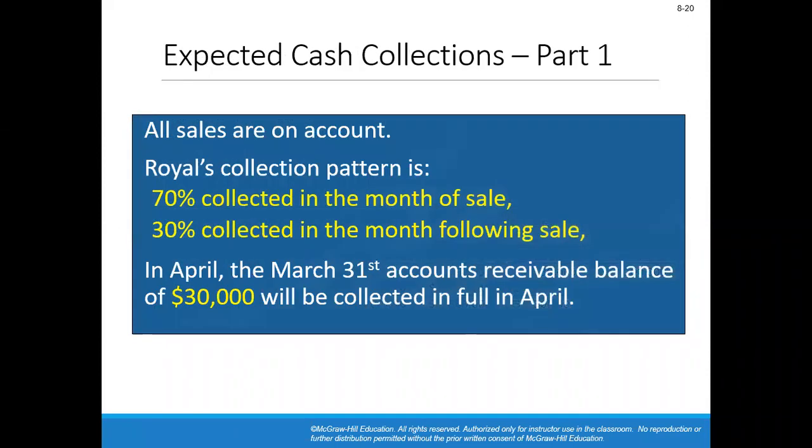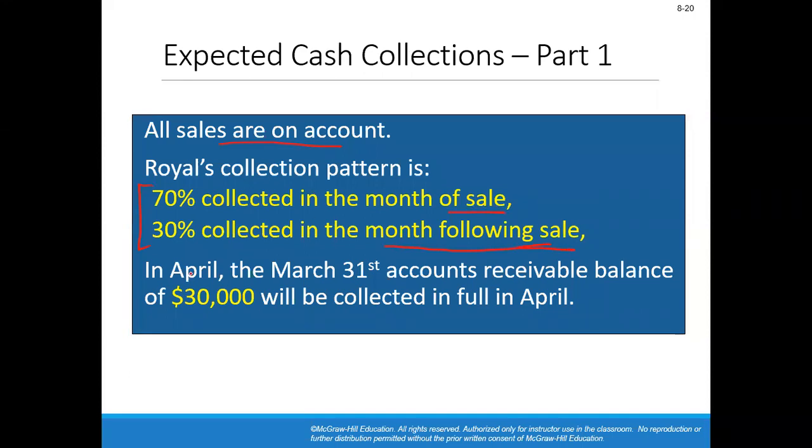Okay, now here we would like to do the cash collections from the sale. So try to understand the assumptions. All sales are on account. Royal's collection pattern is in this way. 70% of the sales will be collected in the month of sale. 30% of the sales will be collected in the month following sale. In the month following sale. So what does it mean?